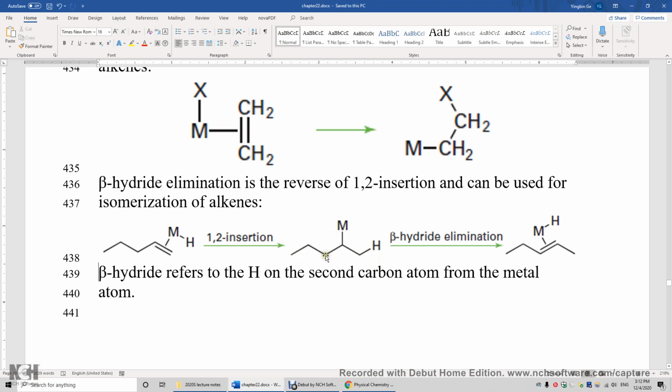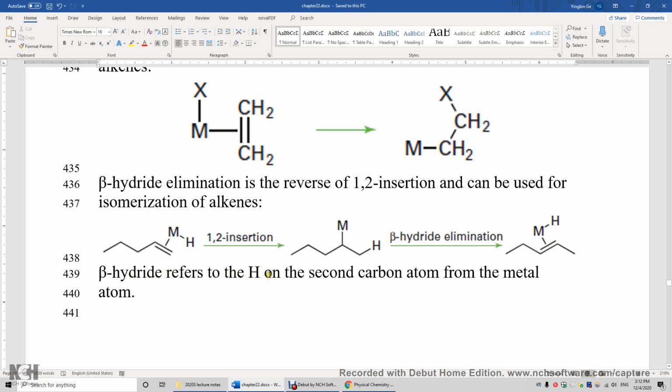So imagine there's a CH2 functional group here. One of the 2 hydrogen atoms can move to the metal. And now you form a double bond between carbon 2 and carbon 3. The end result is the shift of the double bond from position 1 to position 2.